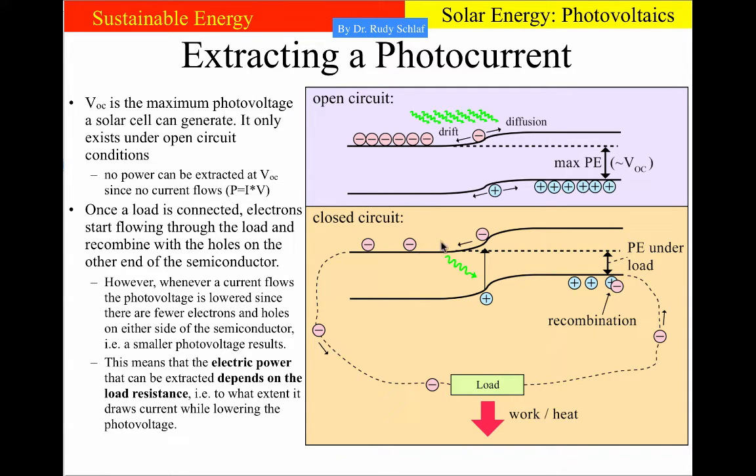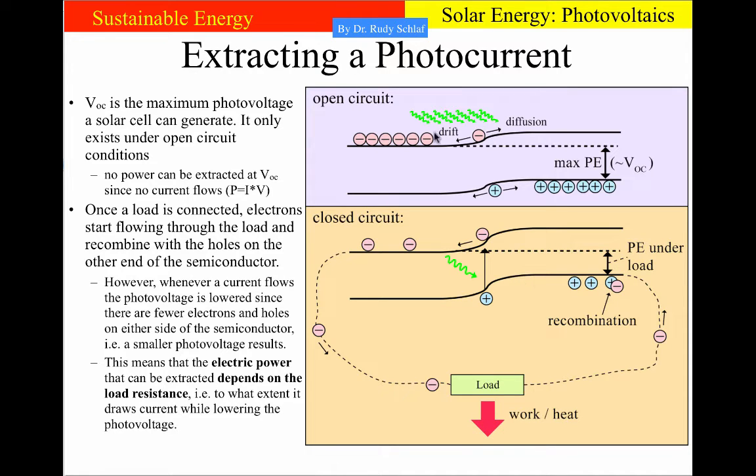Now it's obvious what is happening. As we extract the current, we reduce the charge on the n-type side and the p-type side because we drive the electrons through the load, and here they recombine with holes, and thereby the number of holes is being reduced on this side.